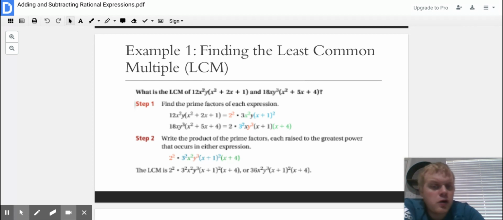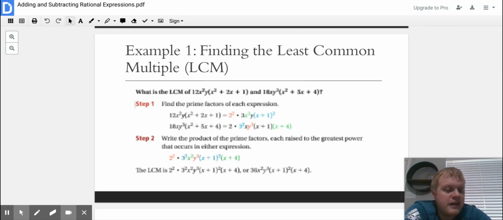Then from there, we're going to write the product of the prime factors, each raised to the greatest power that occurs in either expression. So essentially, every number that we see there, we're going to take the biggest out of all of those. Here are both those 2's: we have 2 squared and 2. Which one has the highest power? That would be 2 squared, so that's why they brought down the 2 squared. They both have 3's. Which 3 has the biggest power? That would be 3 squared. Out of the x's, which one has the biggest power? X squared. Y, which one has the biggest power? Y cubed. Out of my x plus 1's there, which one has the biggest power? X plus 1 squared. And there's only one x plus 4, so that's the biggest power. So it's just going to be x plus 4.